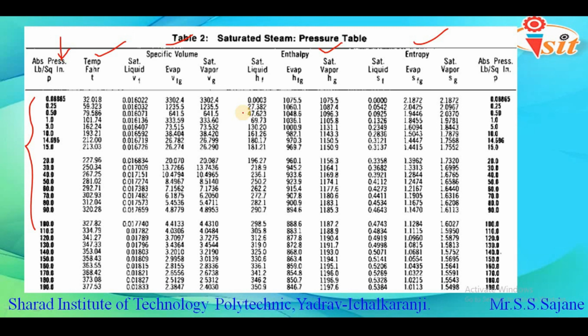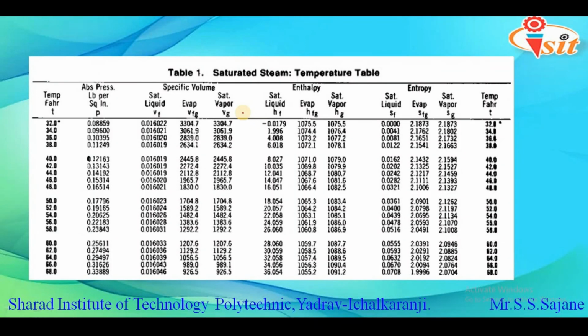So this was related to the pressure based steam table, and similarly we can also look at the temperature based steam table. In this case, again all the remaining part is the same, just the difference will be here. We will have the first column as the temperature, and the second column will be for pressure. So this was all about the use or the concept of the steam table.